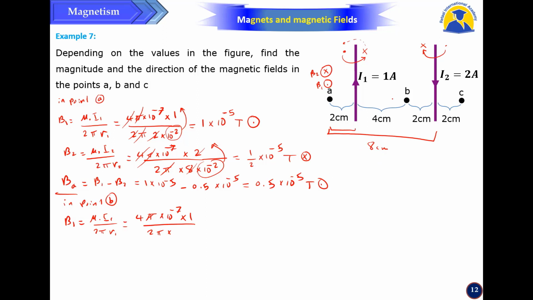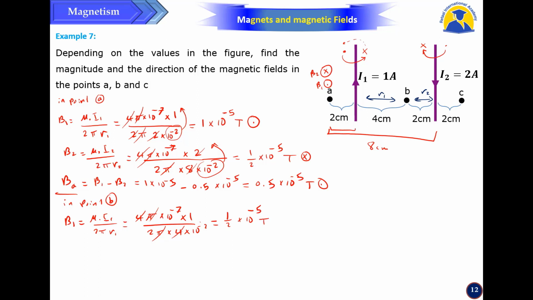Now, the distance between I1 and B is this one, R1, and R2 is the distance between I2 and B, this one, R2. So here R1 will be 4 centimeters, so 4 multiplied by 10 power minus 2. Pi with pi cancel, 4 with 4 cancel. So the answer will be half multiplied by 10 power minus 5 Tesla.